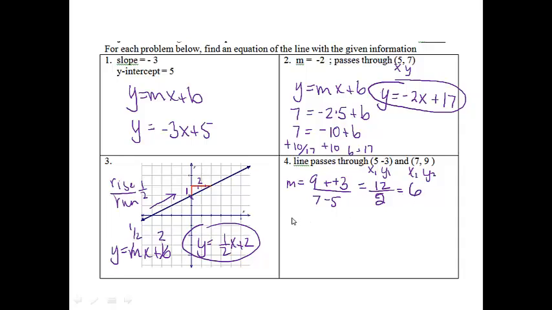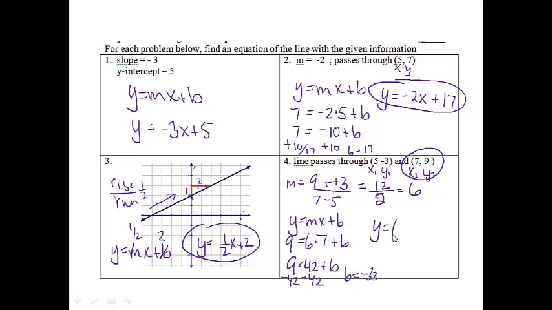So I'm going to now have y equals mx plus b again. I can pick either point. I think I'm going to pick the one that doesn't have negatives in it. And you'll notice I have my y value labeled as 9. So I'll get 9 equals m, which is 6, my x value is 7, plus b. And then I'm going to get 9 equals 42 plus b. I'll subtract 42 from both sides, so I will end up getting b equals 9 minus 42, which is -33, I believe. And so my equation is going to be y equals, my m was 6, so it'll be 6x, and then my b is -33, so it will be 6x minus 33.